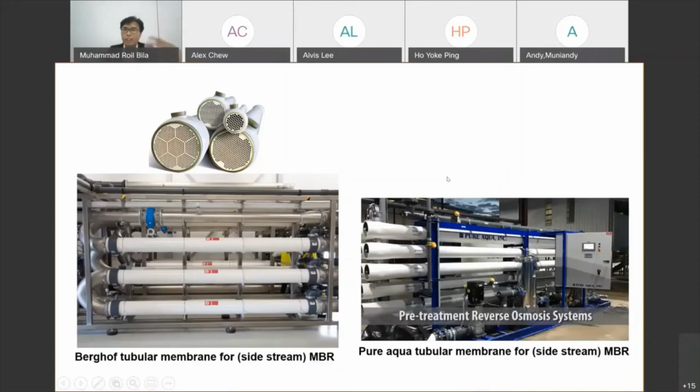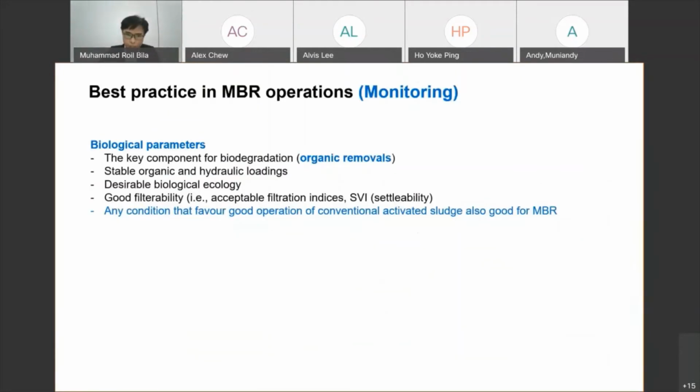So you've got three kinds of the modules. You have seen some of the pictures. You know more or less about which one is better. They have advantages, they have disadvantages, and so on. So next we can move on to the best practice to operate the MBR.